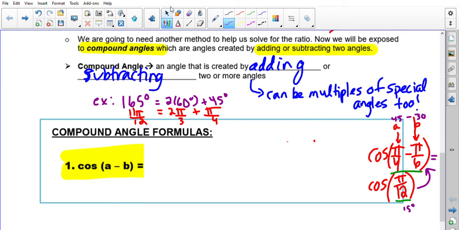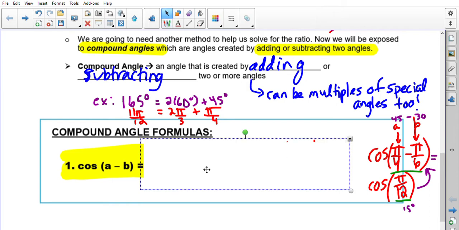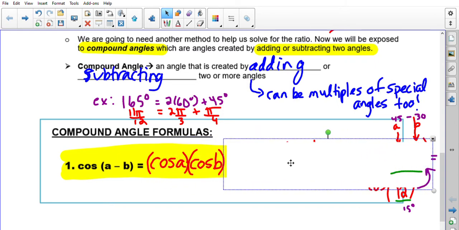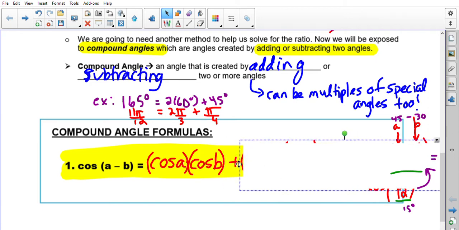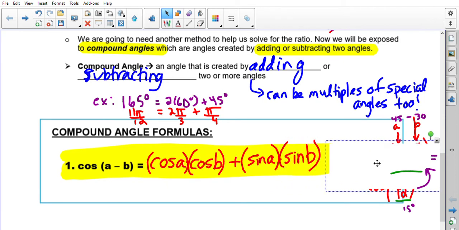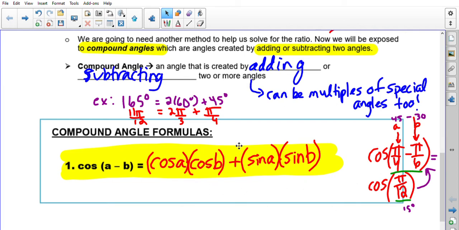So the formula for solving something like this is here. You break it up. You do cos A times cos B, so cos of the first angle times cos of the second angle, plus. The sign here is always opposite of what's there. Plus sine A times sine B, so plus sine of the first angle times sine of the second angle. We're obviously going to go over examples where we do that later, but that is our general formula.